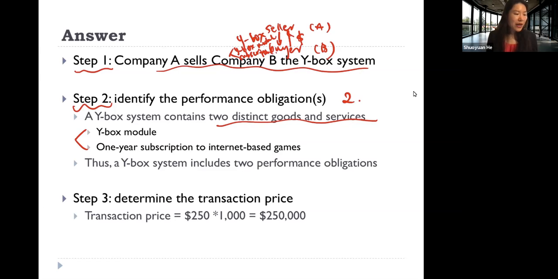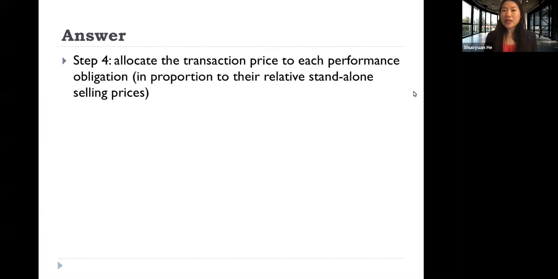And then step three is to determine the transaction price. So the transaction price is 250 each system, and to deliver 1,000 systems. So the total transaction price is 250,000. That is step three. Step four, allocate the transaction price to each performance obligation in proportion to the standard non-selling price.